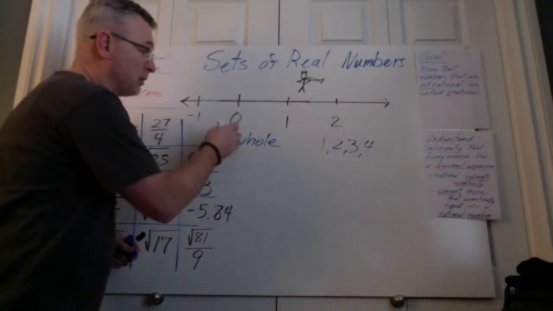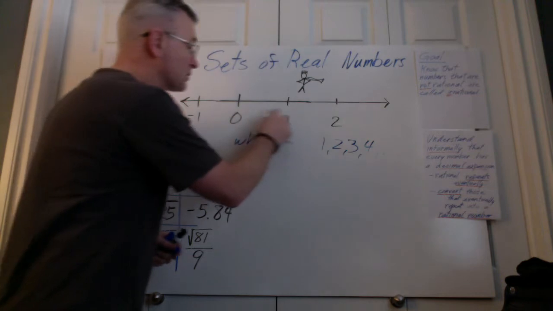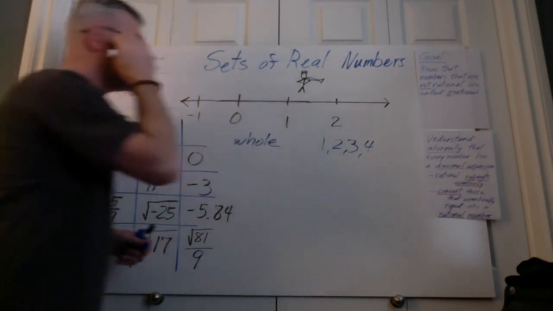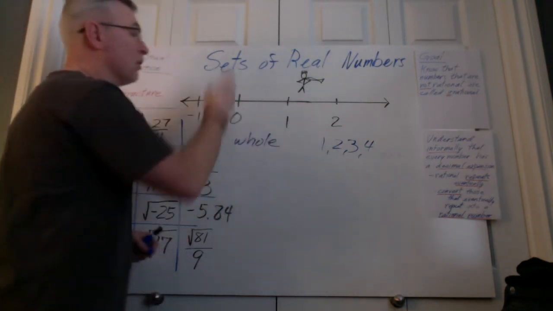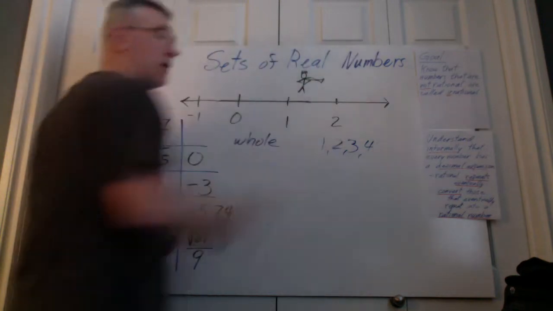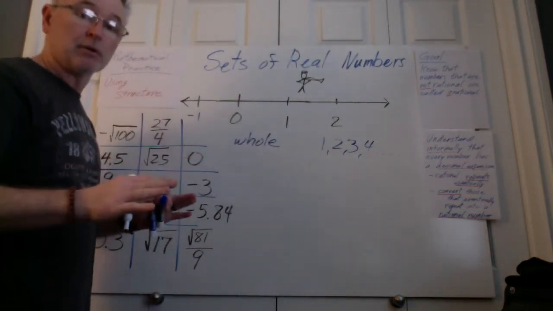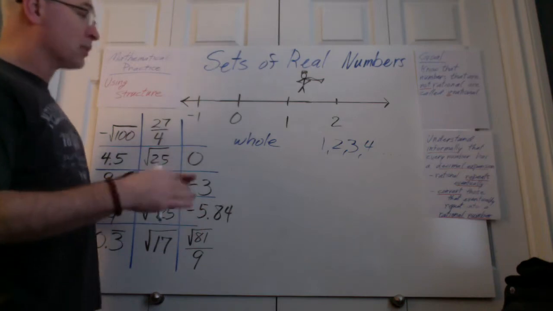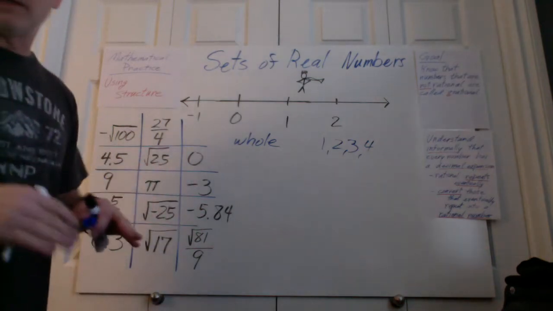But you can't have 0 whole pizzas. And none of the numbers between here are whole. So now what we've done is we've established that we're going to start down this line with these numbers, and they're going to be whole numbers. Now, what kind of other numbers do we need to include in this?